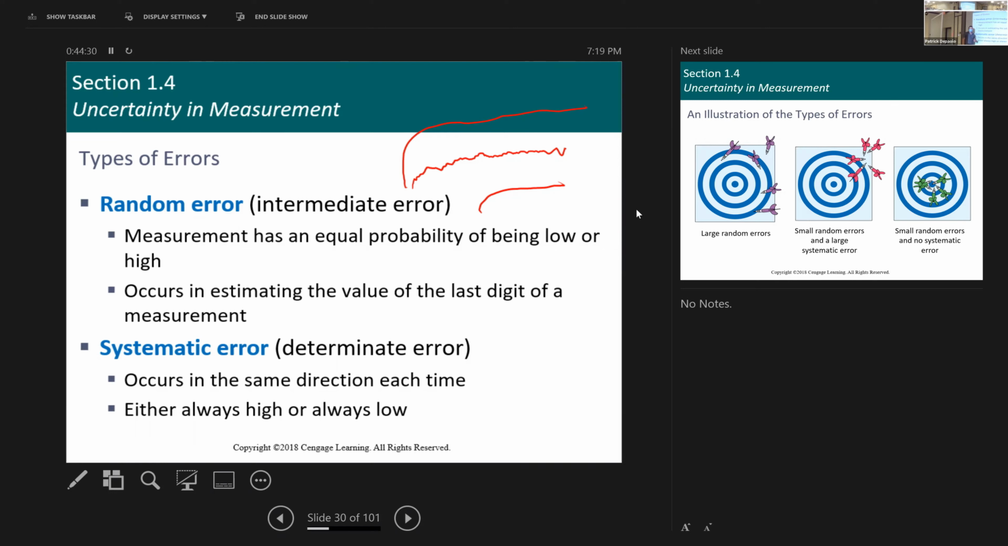They can be fixed. So if you have big random error, that's not good. Because let's say you get your data, let's say it's supposed to look like this, you get your data to look like this.